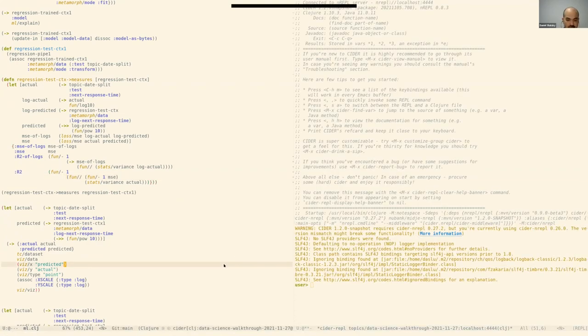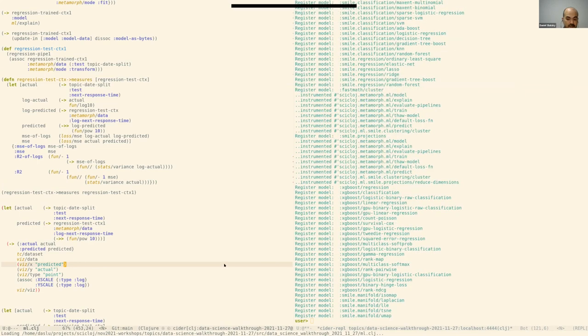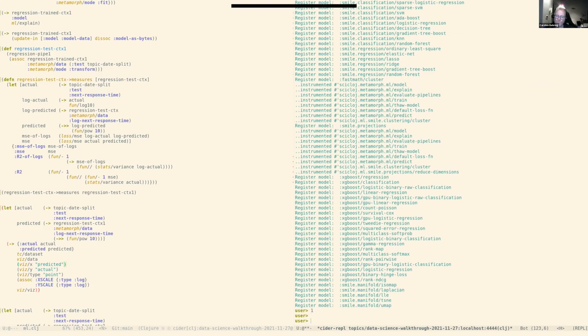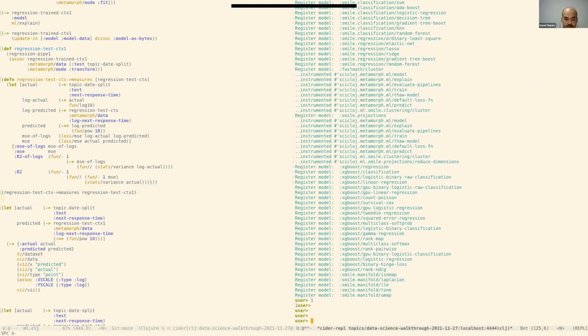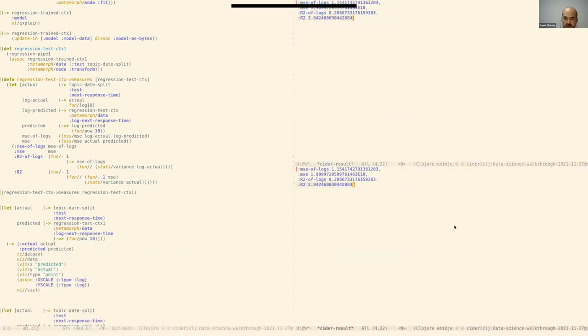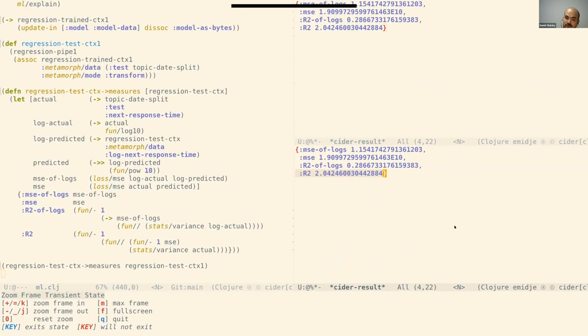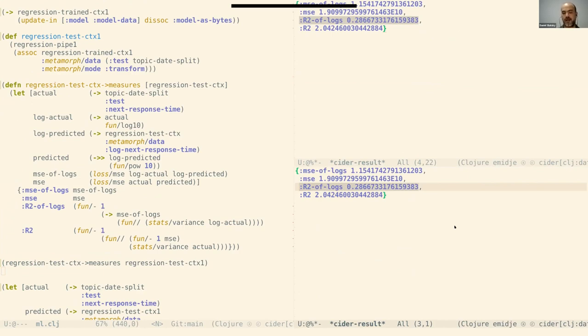And now we are evaluating everything, so that just takes a moment. And yeah, so we can see our performance here. R squared is this number that says how much of the variance of the things to be predicted is captured by our predictions. And here on the log scale, we see that 29% is the part of variance that we could predict. Not so good. We only used one feature.